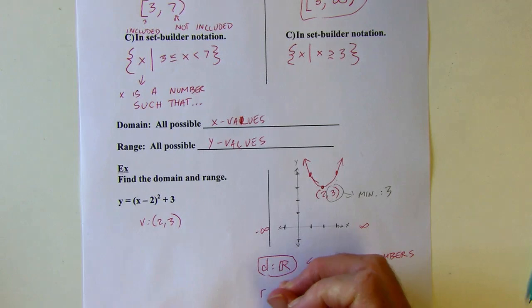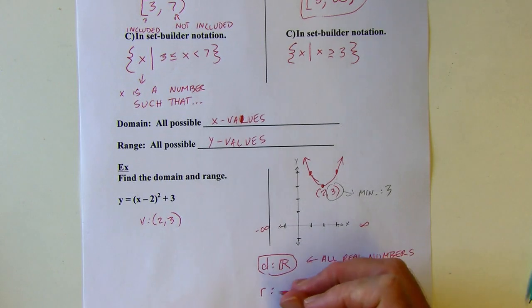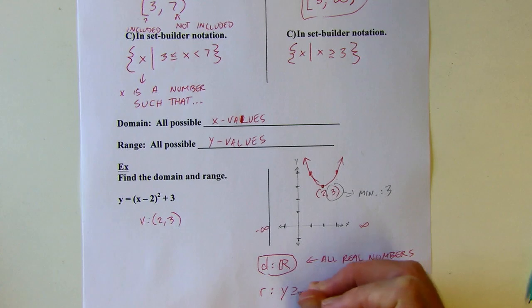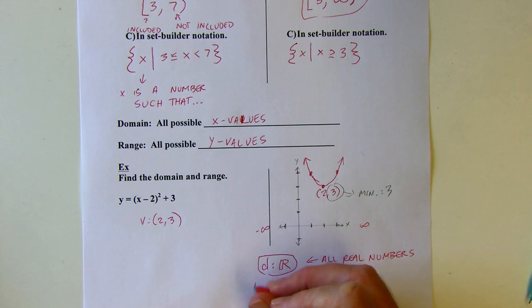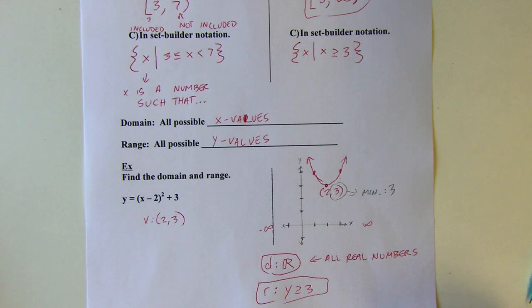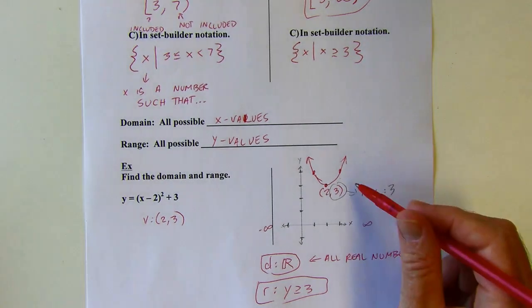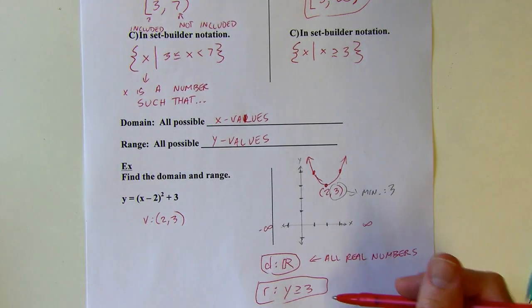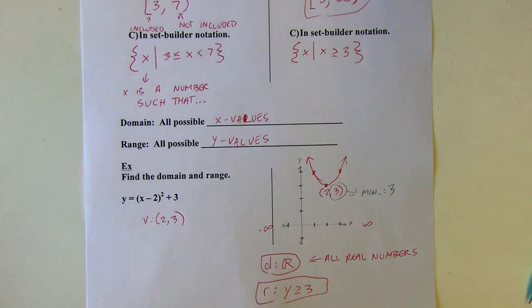So my range is going to be any values 3 or greater for y. So those are talking about my y values, so I want to show that the y's have to be greater or equal to 3. And again, you could use a different type of notation if you like there. Okay.